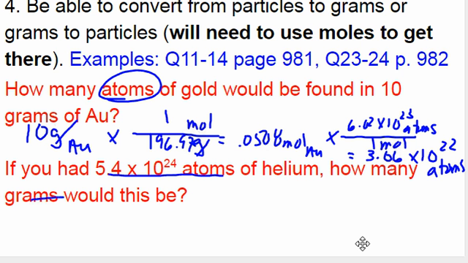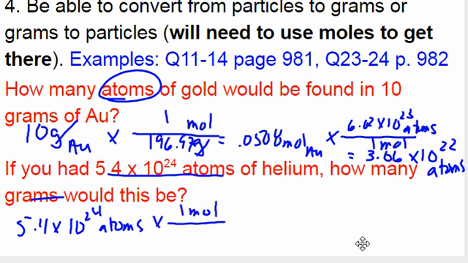So what if you had 5.4 times 10 to the 24th atoms? How many grams would it be? Again, I write down my starting information, 5.4 times 10 to the 24th atoms. I see I can't go right to grams, but I can go to moles. So if I look up helium, I see it's 4.00 grams in a mole. I'm sorry, I can't do my grams yet. Instead, I have to go to 6.02 times 10 to the 23rd, find out how many moles of helium this is.